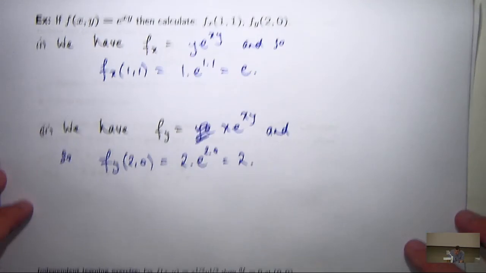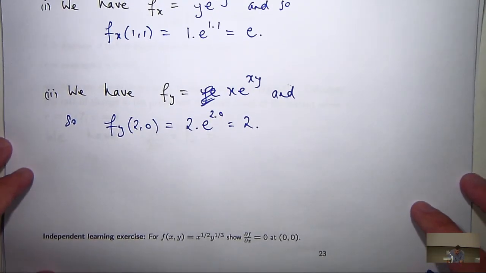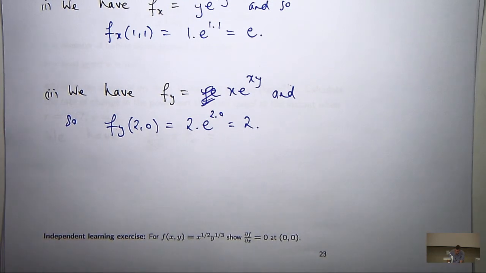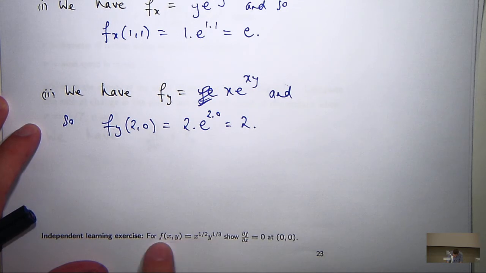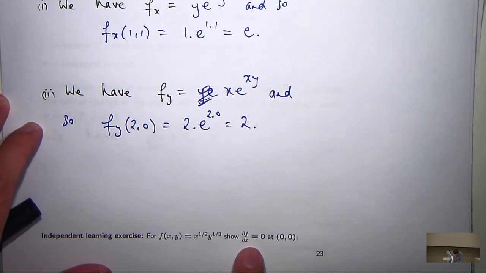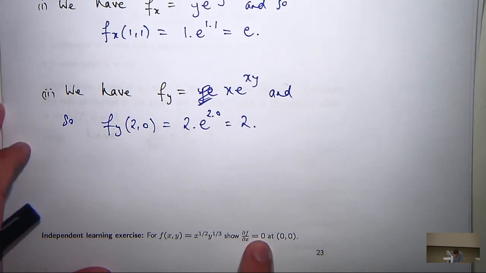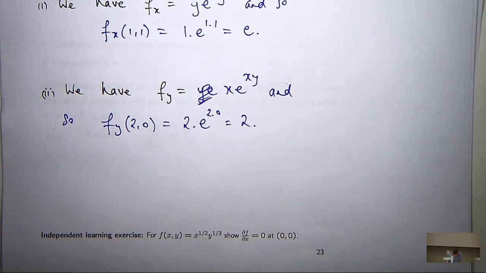All right, so here's a good independent learning exercise. You think you're good? Have a go at this. Here's a function defined by this expression here. I'm challenging you to show that df dx is 0 when x and y are both 0. Try it. If anyone can do it, see me after class. I'll be pretty impressed.